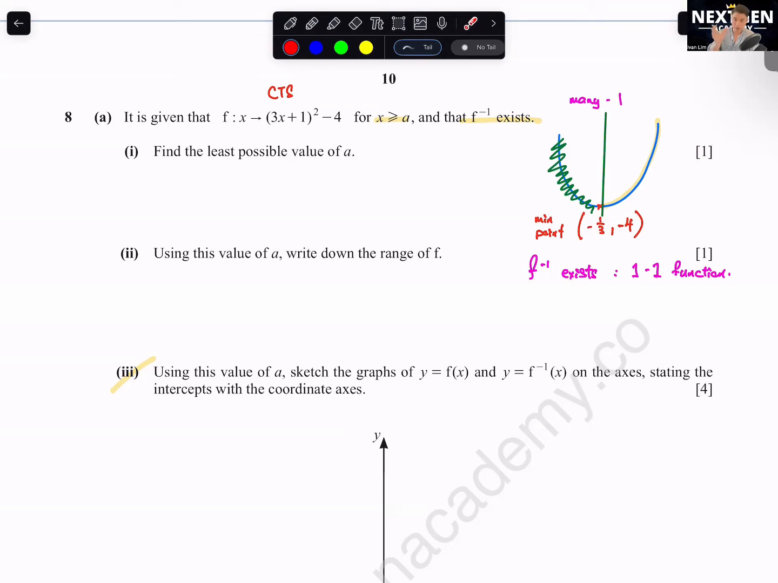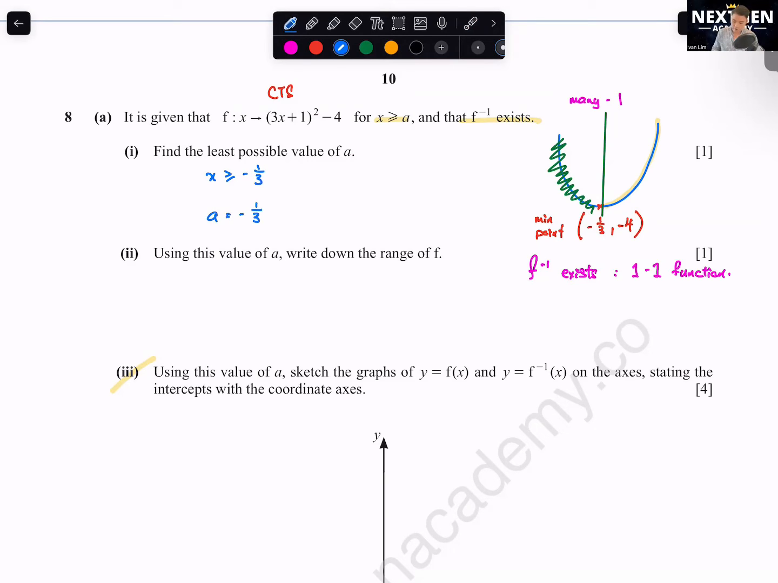So just remember, whenever they ask you about a quadratic function, they will always give you this. They say for f inverse to exist, meaning you need it to be a one-to-one function. How do you make it a one-to-one function? You cut at your maximum point or your minimum point, depending on whether it's a happy face or sad face graph, and then they will say x is more than a or less than a. If more than, you take the right hand side. If less than, you take the left hand side. That's all. Now find the least possible value of a. a is your x. So your x needs to be more than or equals to -1/3, which means your a is -1/3.